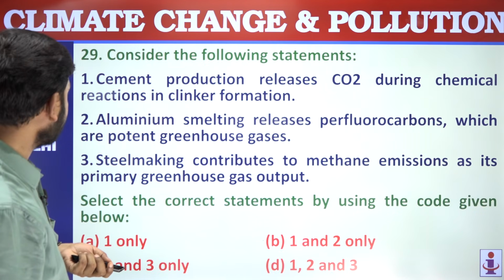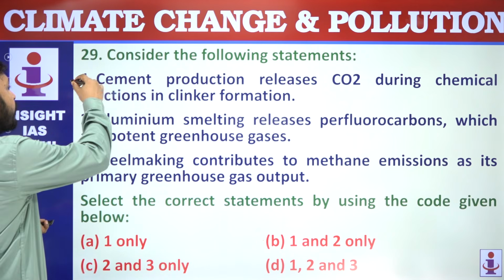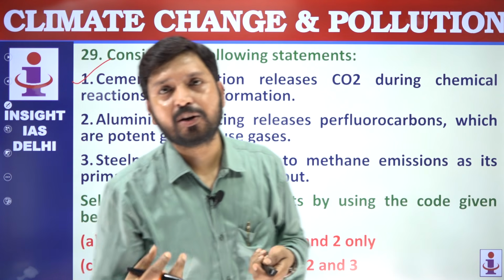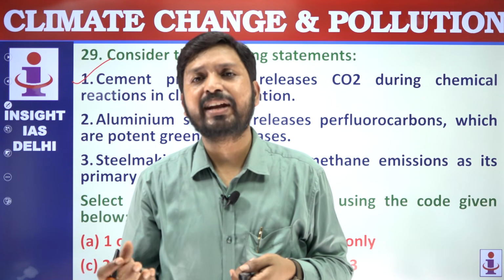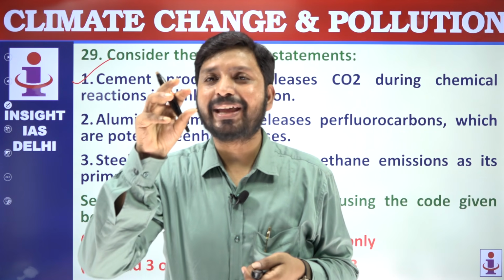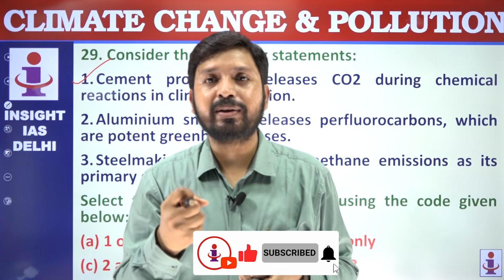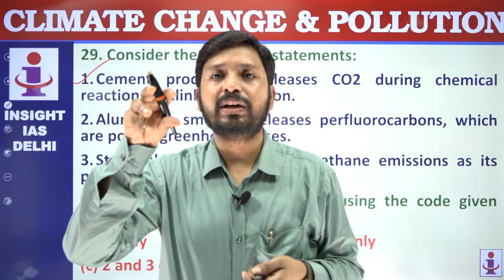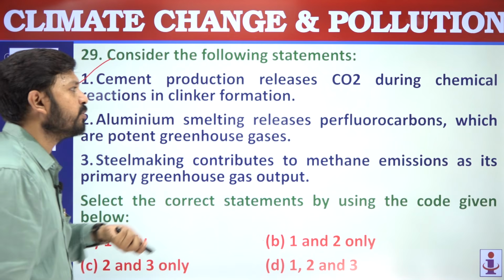Consider the following statements. Cement production releases carbon dioxide during chemical reaction in clinker formation. Yes, okay, clinkers are nothing but, see, in cement generally the raw material will be limestone, and they will heat that to a very, very high temperature, right? So in that process, at the intermediate stage, a kind of small ball-like thing will form, okay. They crush this by adding some gypsum and so on. But these are nothing but intermediate things formed in the process of manufacturing cement, okay. So in that process, CO2 is generally released.